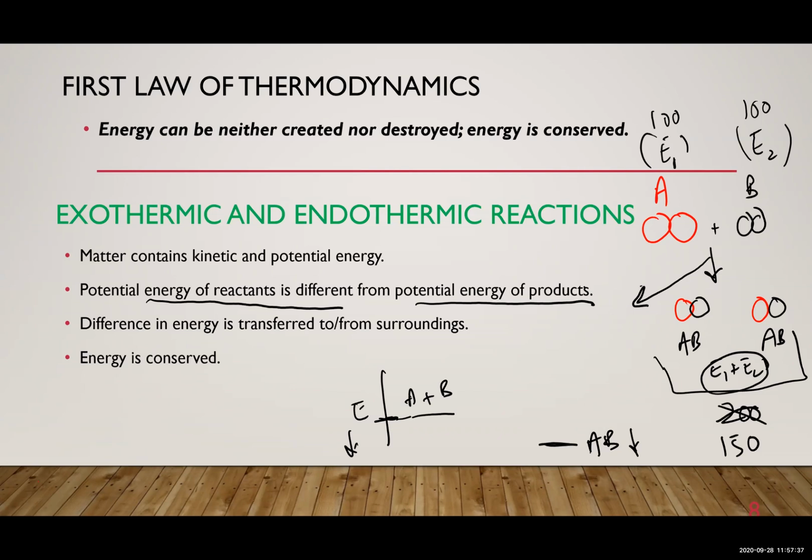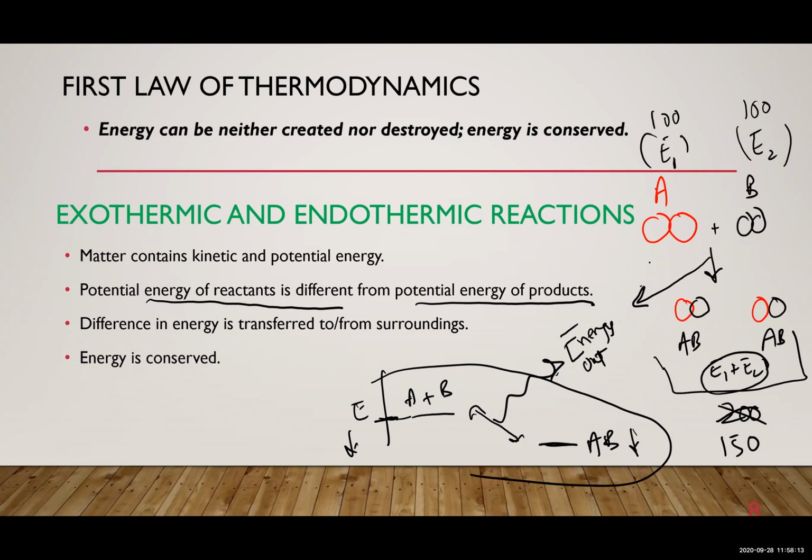So if the energy of the product is less, this difference is given out, energy out. Does that make sense? If they start with a certain amount of energy and end with less, it means they gave some energy out. So some energy is lost. Where did that energy go? That energy goes out to the nearby surroundings.